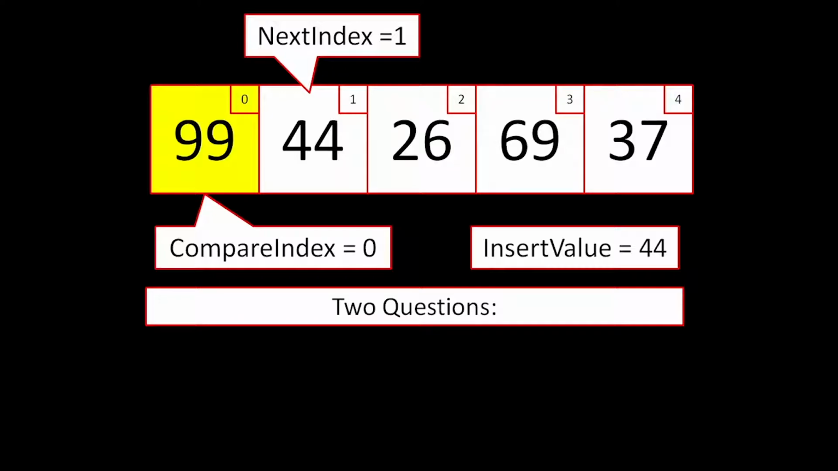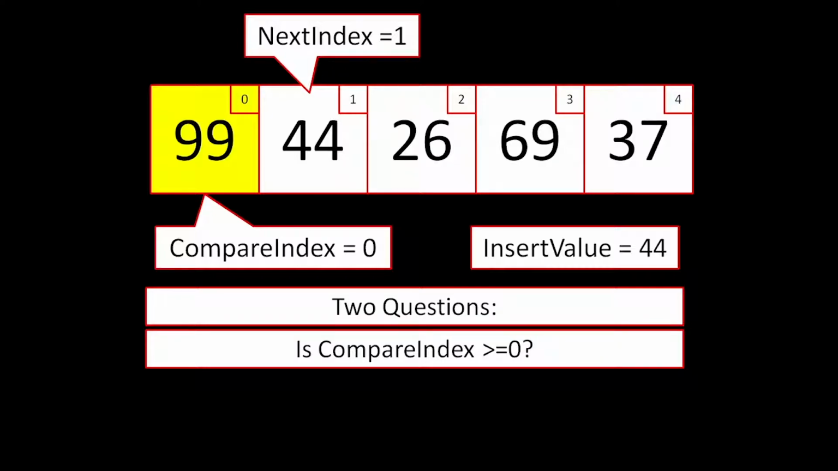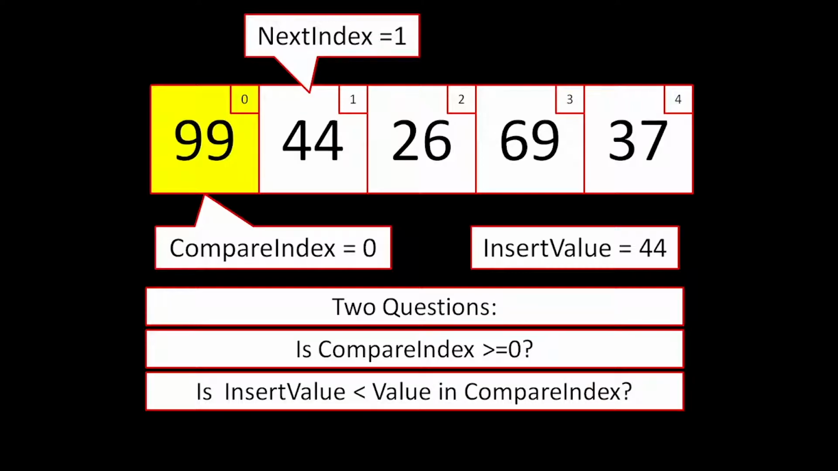Now we will ask 2 questions. Is the compare index greater than or equal to 0? In this case, the compare index is equal to 0, so the answer to the question is yes. Our second question: is the insert value less than the value in compare index? The insert value is equal to 44, and the value in compare index is equal to 99. So yes, 44 is less than 99. We have a yes for both of the questions.